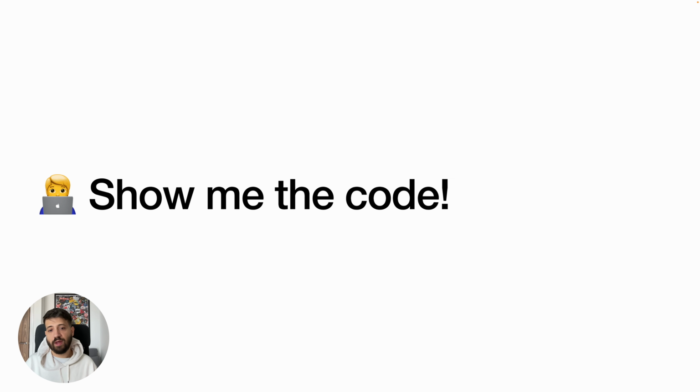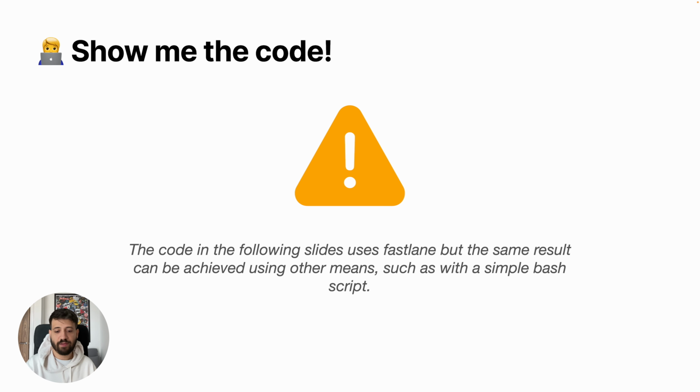So show me the code. Bear in mind that the code in the next slides actually uses Fastlane, but the same can be achieved with normal bash scripts or any other tool that you use. So feel free to give me a shout if you've got any questions or you want to see other alternatives and other kind of code.